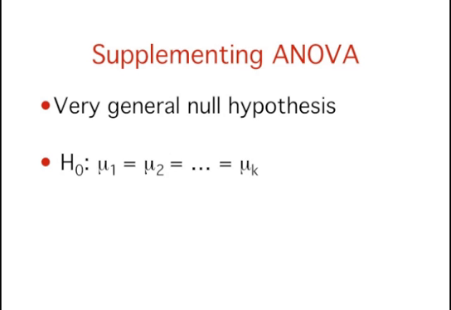The hypothesis tested in a one-factor ANOVA is that all the population means are equal. When the null hypothesis is rejected, then all that can be concluded is that at least one population mean is different from at least one other population mean.